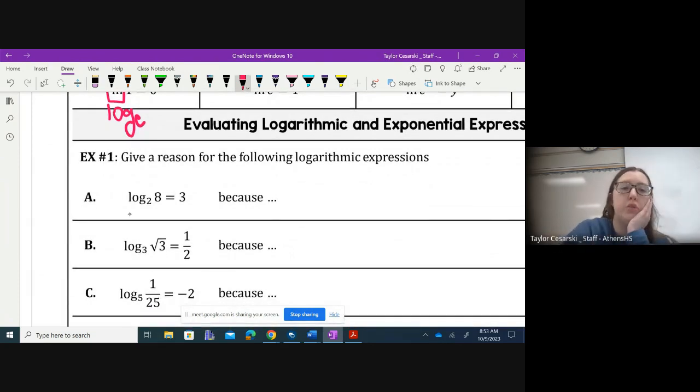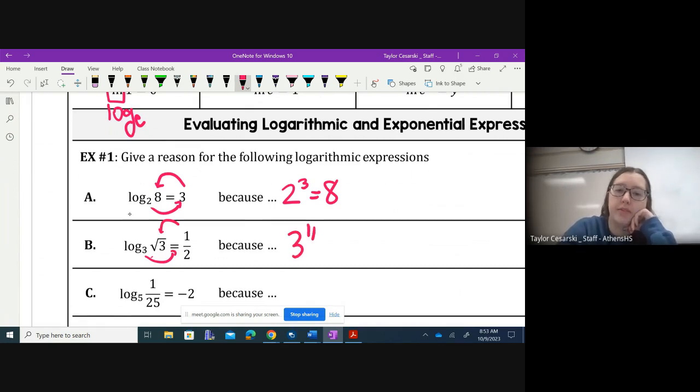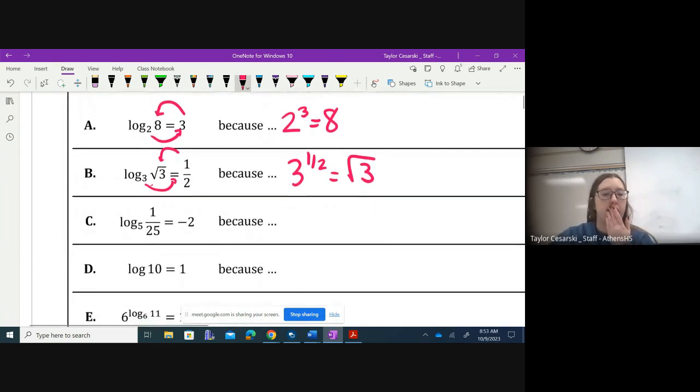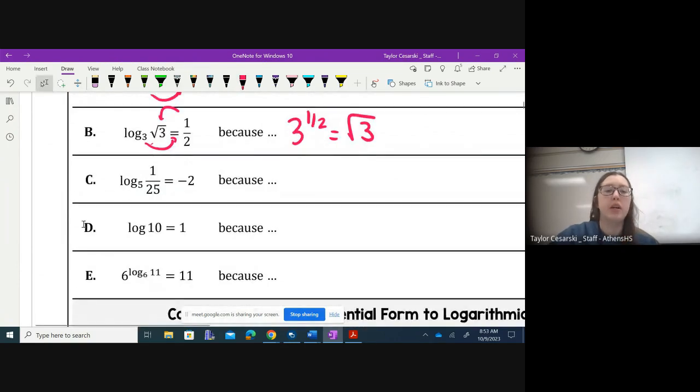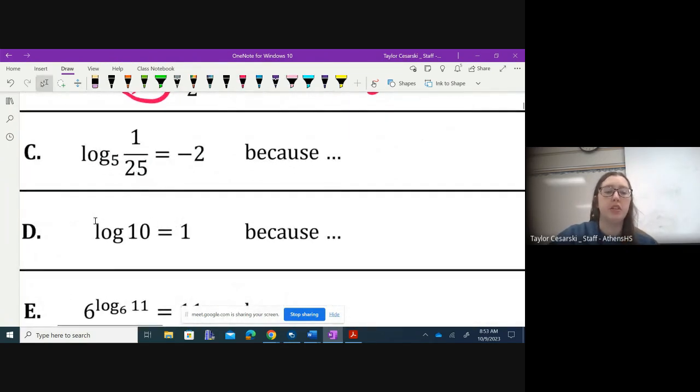All right, so let's just practice a few of these, kind of just figuring out why they work. So again, you always start at the base, go to the outside, and back to the inside. So in exponential form, we know that 2 to the 3rd equals 8. Same thing here, 3 to the 1/2 is equal to the square root of 3. We know that's true because raising to the 1/2 power is the same as taking the square root. And we could keep going on all of these as well. A little reminder, like on part D, if there's a log but I don't see a base written, it is assumed that it's a base of 10.